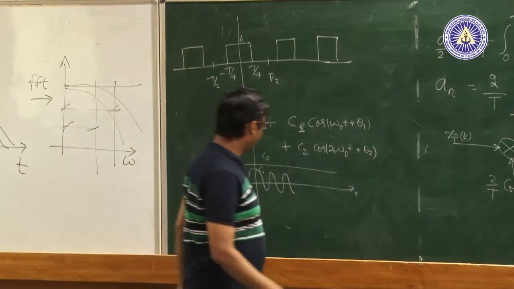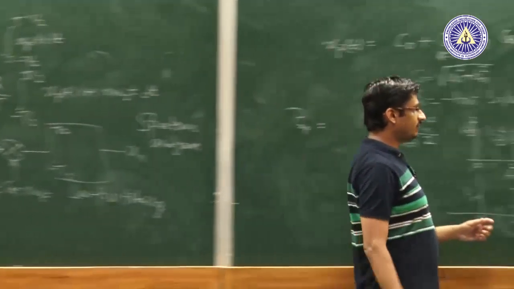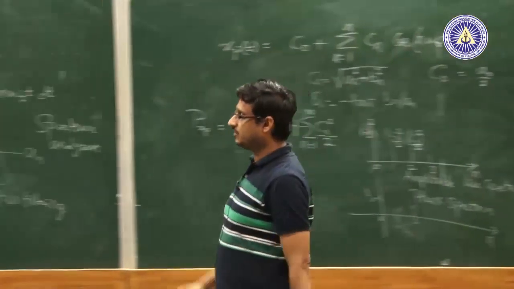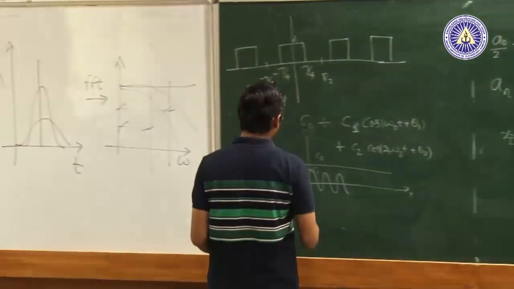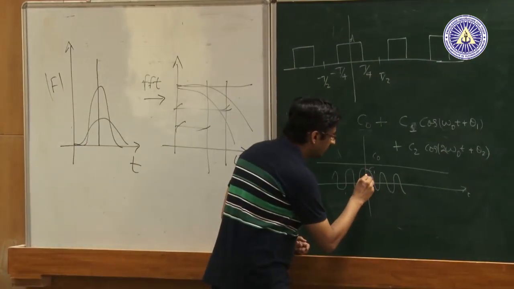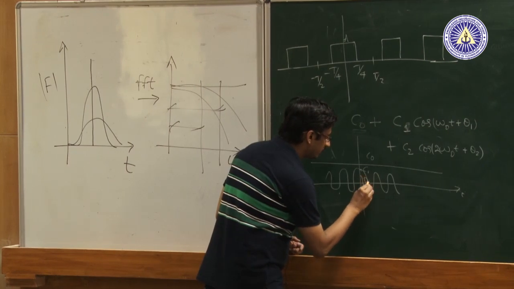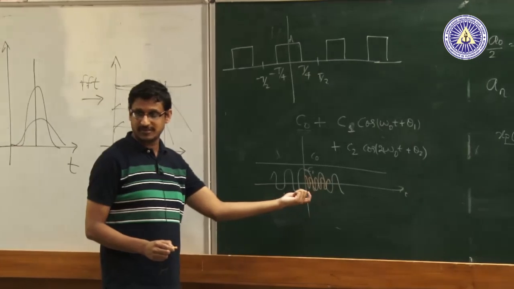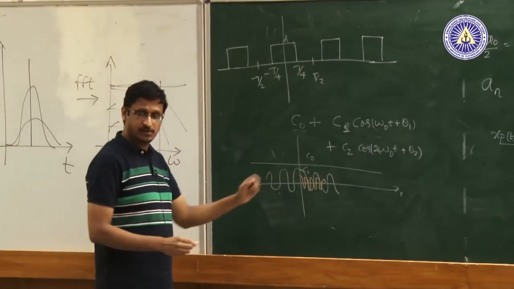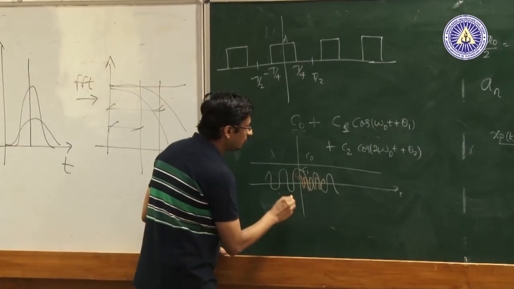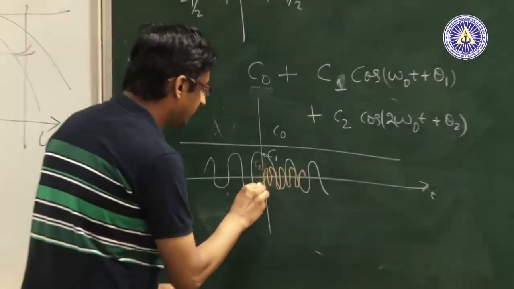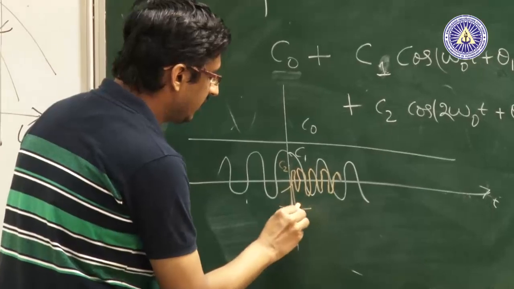Then you will also have to take another cosine wave with a frequency which is 2 omega 0, which means that its frequency is higher. So, let us say that the amplitude is C2 here. I am probably not drawing it correctly, but this should actually be twice the frequency of the white one, and the amplitude of this one is C2, and maybe the phase also is different, right. So, this phase is theta 2.